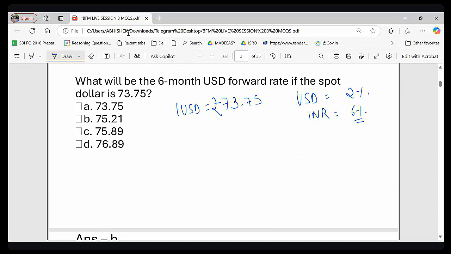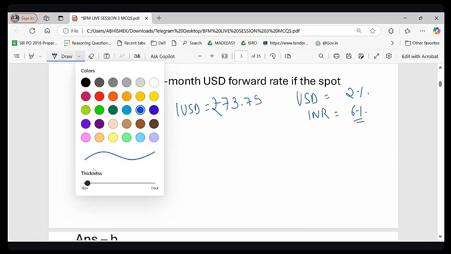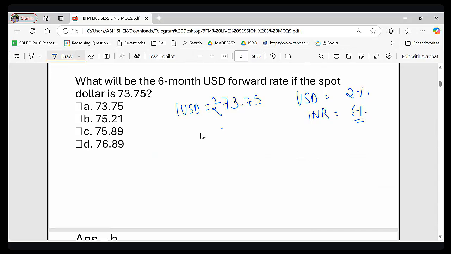First, we assume that we are dealing with $100, right? So if you multiply it by 100, you have to do it on both sides. After multiplying it by 100, you will get what? 100 USD, and this will be equal to how much? 7375 INR, isn't it? Next, we calculate the interest rate for both the currencies.